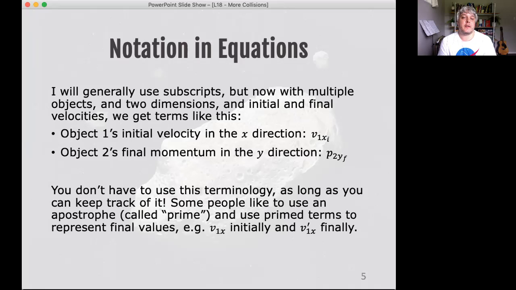So you forget about using I and F for initial and final. You just use your V or whatever term you're looking at. You just write it without the apostrophe, just as a plain symbol, as I've got here, V1x. That would be your initial. And then V1x prime, so V1x with this little dash, this little apostrophe next to it, that would be your final. So that is one other approach.